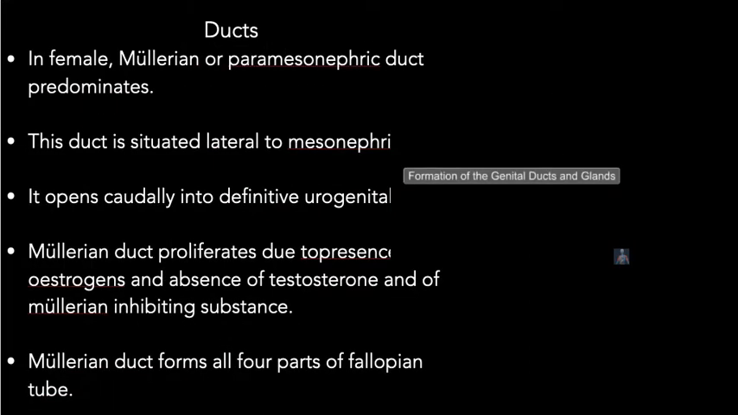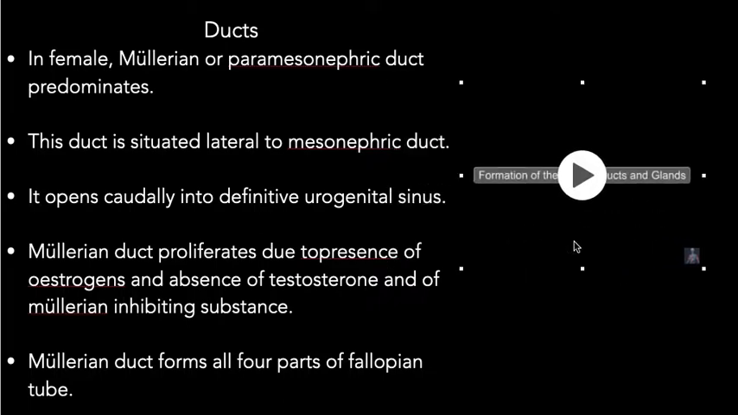Now the ducts. In females, the Mullerian or the paramesonephric duct, as you saw previously, predominates, which is situated lateral to the mesonephri, opens caudally into the definitive urogenital sinus. The Mullerian duct proliferates due to the presence of estrogen and the absence of testosterone and of the Mullerian inhibiting substance. The Mullerian duct forms all four parts of the fallopian tube.